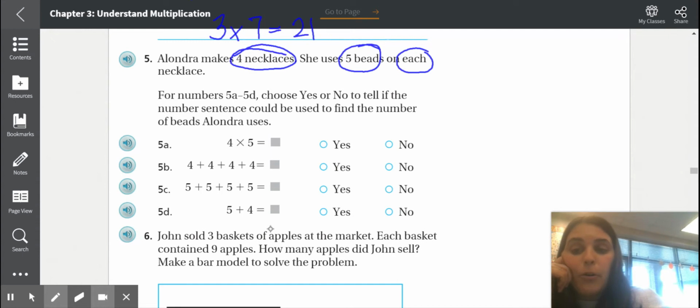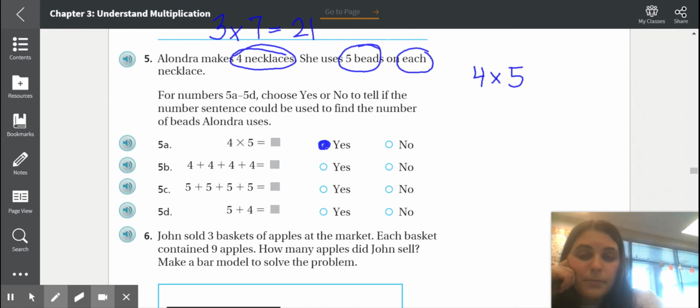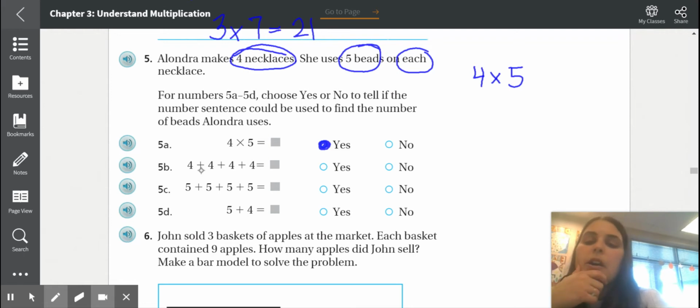Let's see. 5A says 4 times 5. She has 4 necklaces and there are 5 beads on each. That's a multiplication problem. She could do 4 times 5 to find the answer. That would work. Okay, let's look at the next one, 5B. 4 plus 4 plus 4 plus 4. Okay, so it's saying 4 adding to itself 4 times. That multiplication sentence would be 4 times 4, and that would not work.